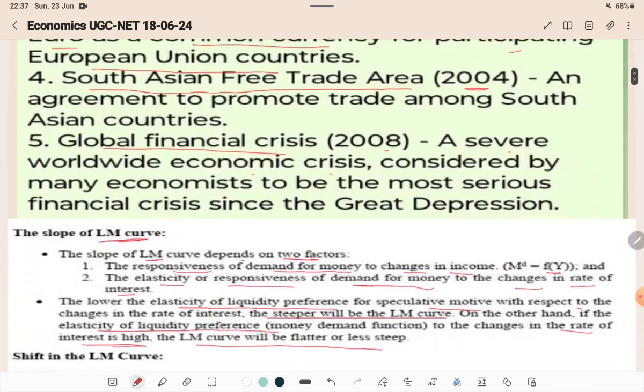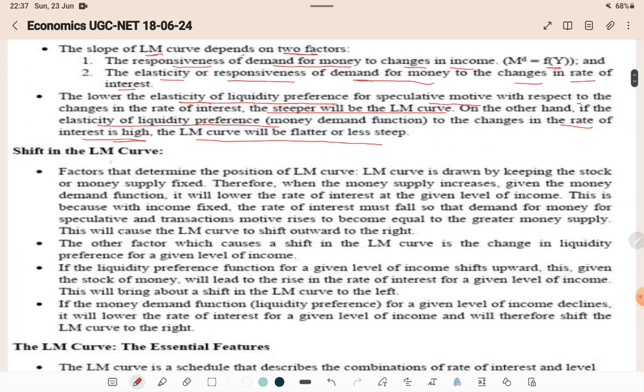Now you can see the explanation for shift in the LM curve. These are the factors that determine the position of the LM curve. The LM curve is drawn by keeping the stock of money supply fixed. Therefore, when the money supply increases, given the money demand function, it will lower the rate of interest at the given level of income. This is because with the income fixed, the rate of interest must fall so the demand for money for speculative and transaction motive rises to become equal to the greater money supply. This will cause the LM curve to shift outward or rightward.